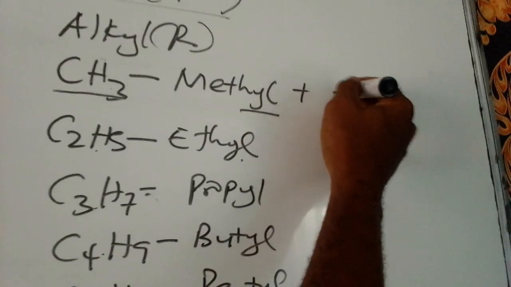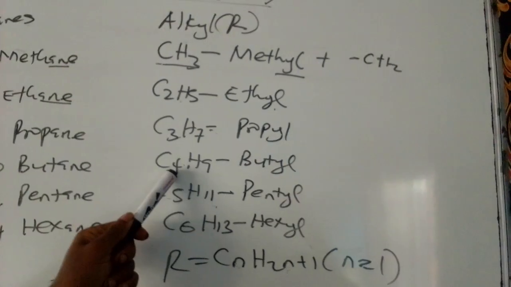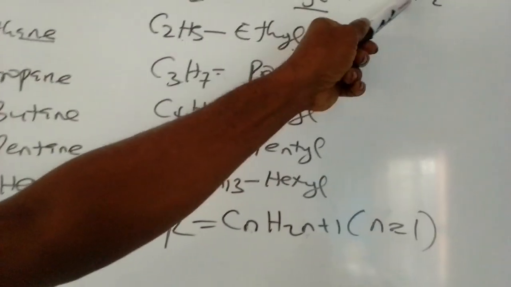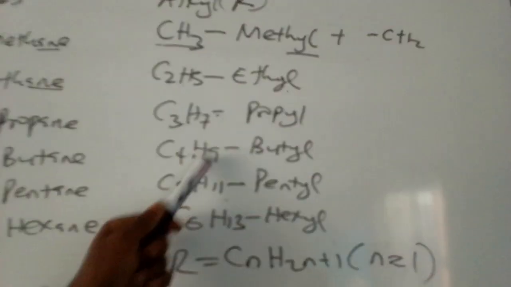Or, if you know the first member of the alkyl group, by adding CH2 to each member, you'll be getting the next member, because they stand as a homologous series. 1 carbon plus 1 gives you 2, 3 plus 2 gives you 5, 2 plus 1 gives you 3, 5 plus 2 gives us 7, 3 plus 1 gives us 4, 7 plus 2 gives us 9, 4 plus 1 gives us 5, 9 plus 2 gives us 11.